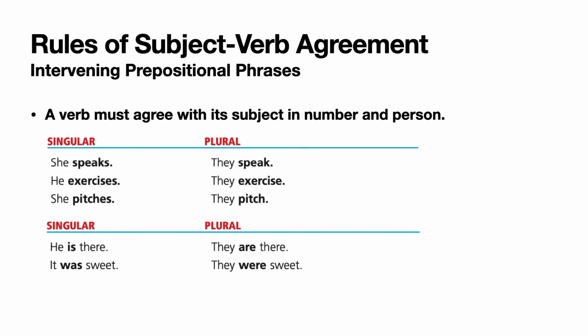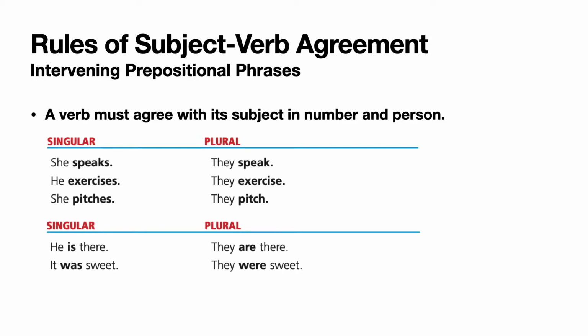The first thing to note is that a verb must agree with its subject in number and person. Number can be singular or plural. Singular words indicate one, and plural words indicate more than one. A singular subject takes a singular verb, and a plural subject takes a plural verb. With most verbs, the only change in form to indicate agreement in person occurs in the present tense. An s or es is added to the base form of the verb when its subject is third person singular.